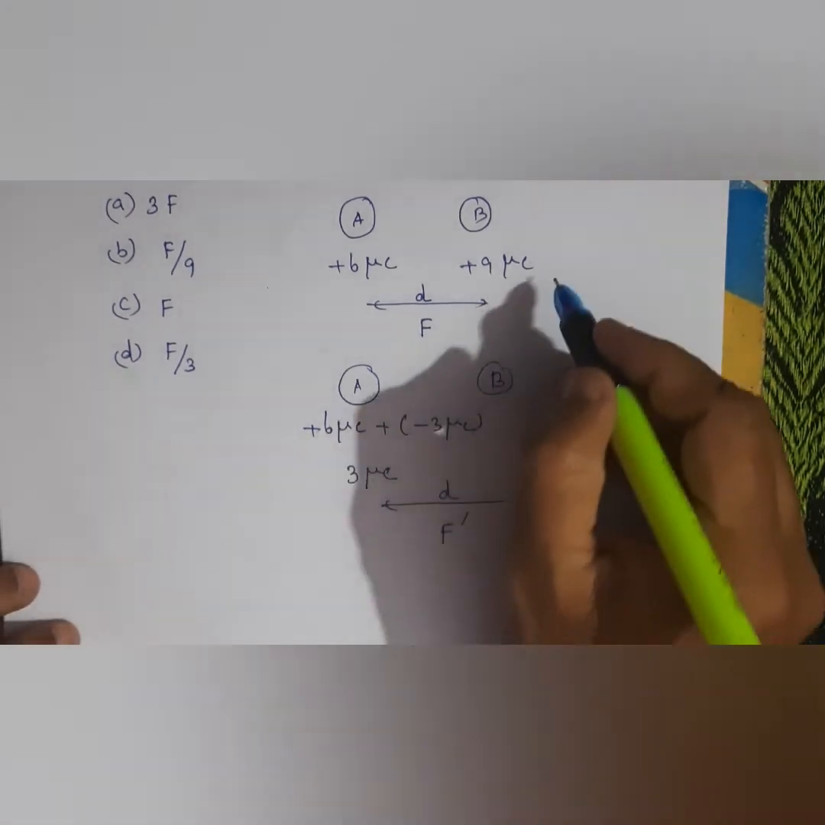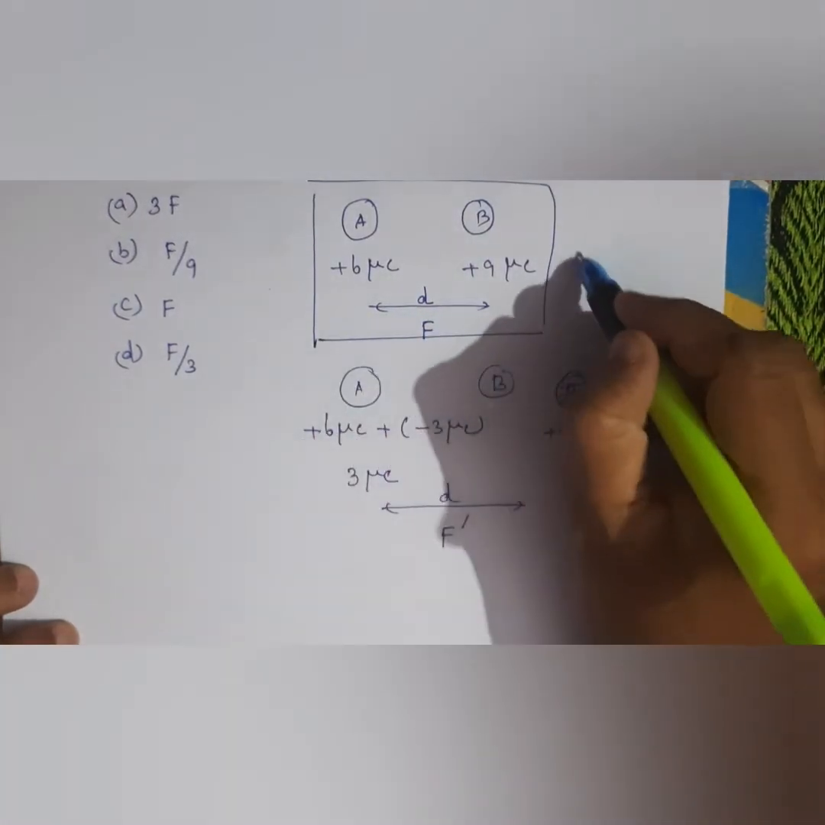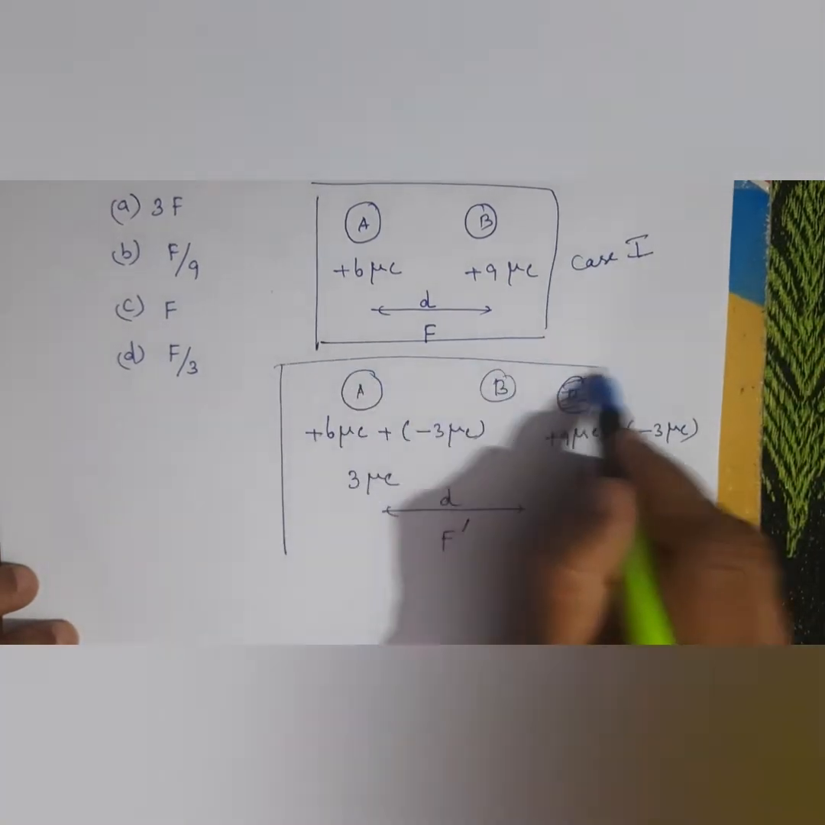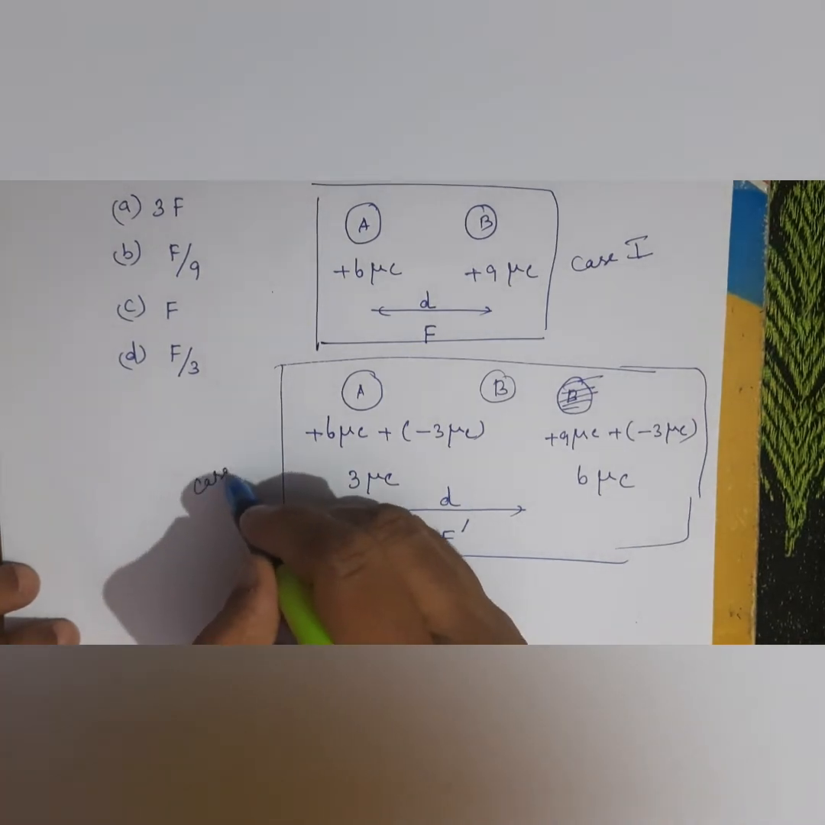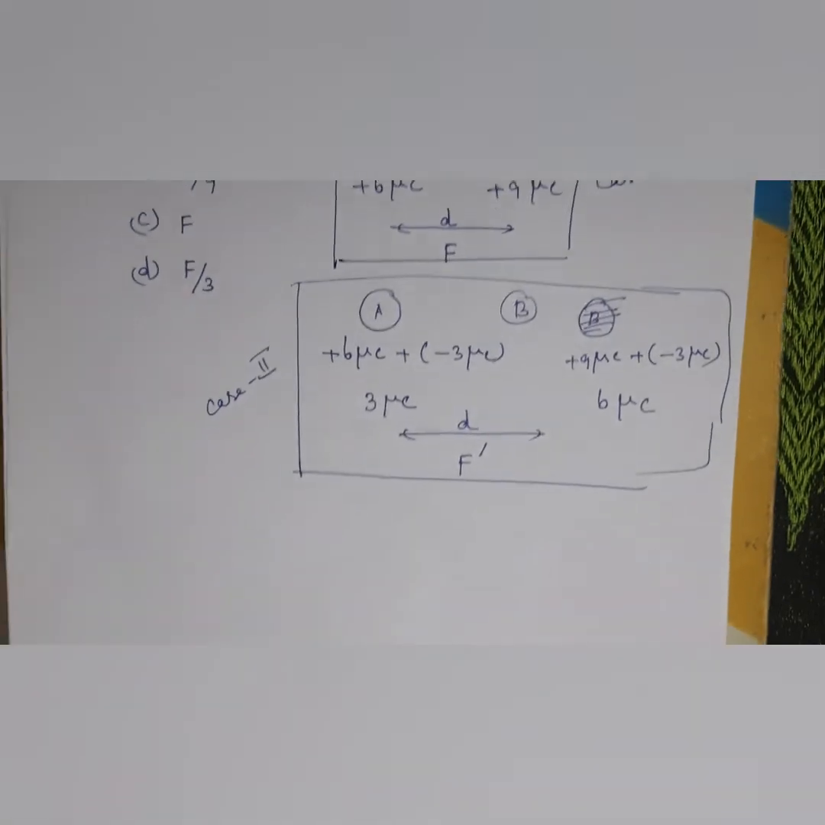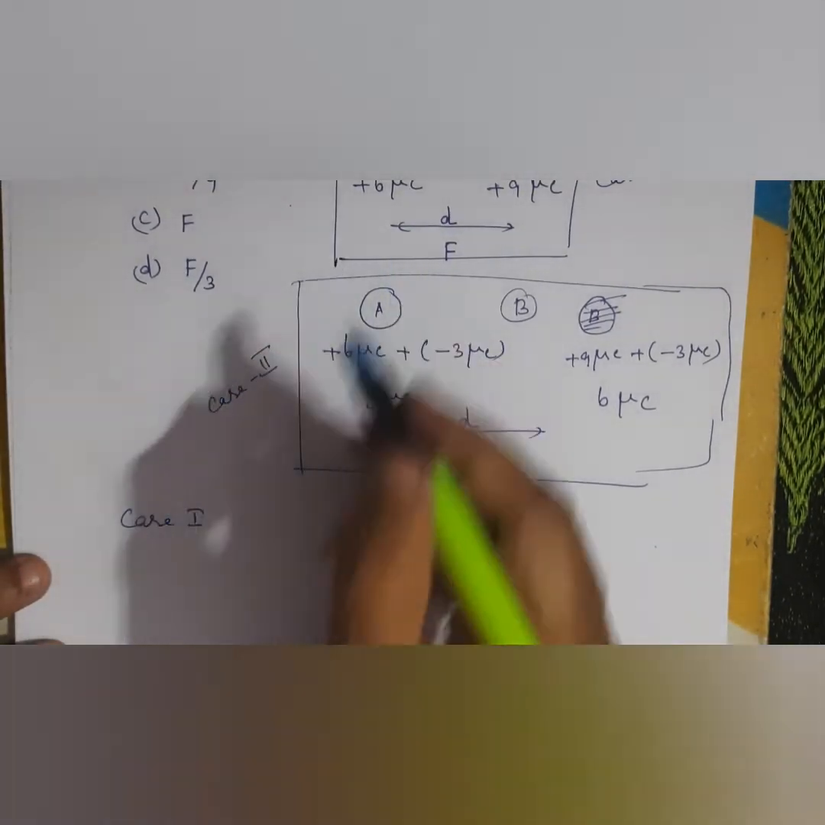So this one is case number 1. We consider case number 1. The second one is case number 2. So now you write the equation for case number 1. Case number 1, what about that?